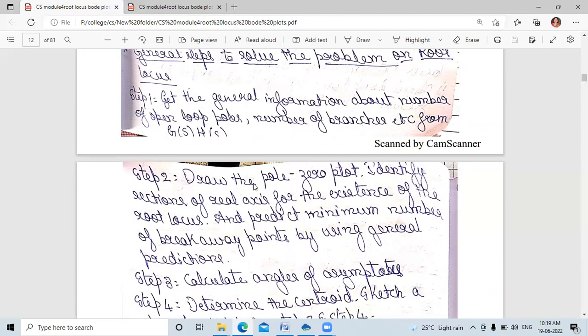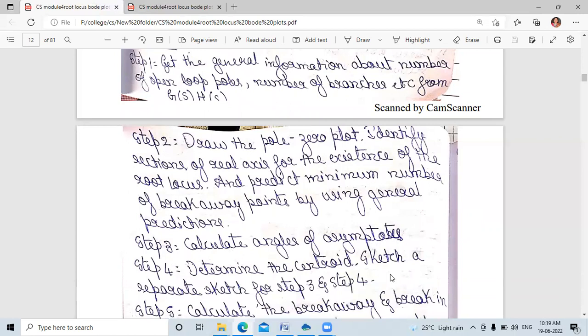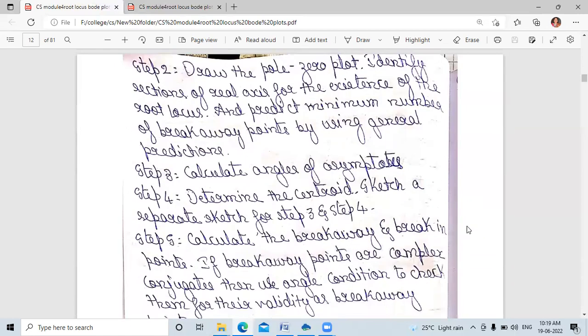Second step, you need to draw the pole zero plot, identify the section of real axis for the existence of the root locus, and predict the minimum number of breakaway points by using general predictions. Step 3 is to calculate the angle of asymptotes, and step 4 is to determine the centroid. Make a separate sketch for step 3 and step 4, and step 5 is to calculate the breakaway and break-in points.